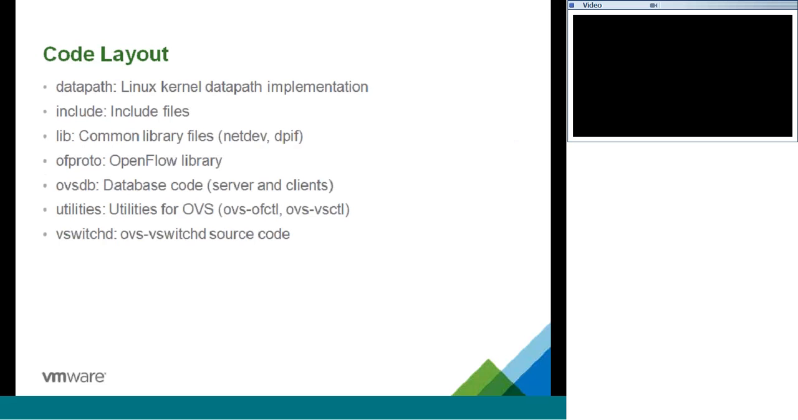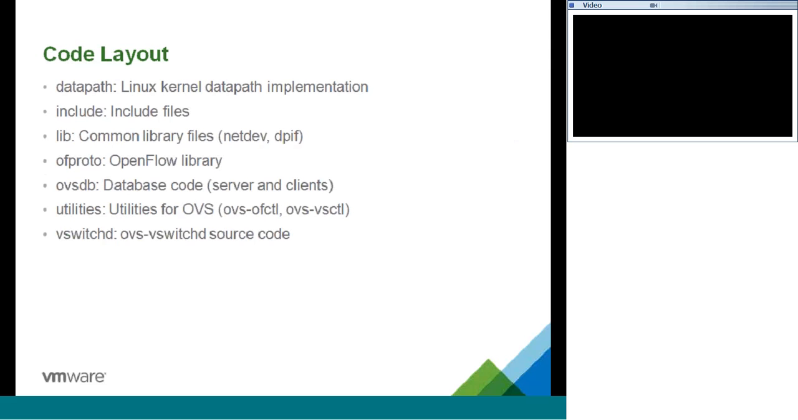So, code layout. These are all directories that are in OVS. The datapath contains the Linux kernel datapath. We probably should rename that at some point, but right now we just call it datapath. Include has include files. Lib is a lot of common files that are used by OVS, and then we have other processes that we also use. So a lot of the common library code is in the lib directory.